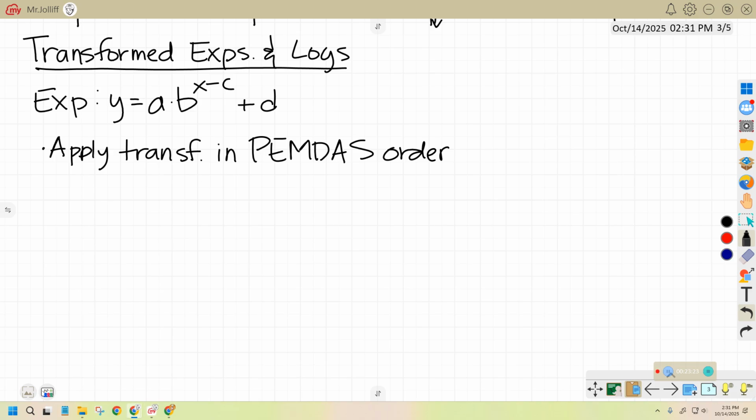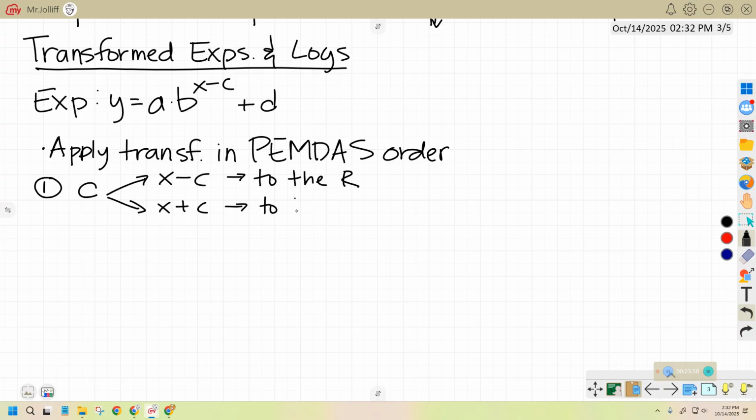And in the exponent is that c, which I know represents horizontal shifts. So the very first thing that I'm going to look at is my c. And remember that c changes sign. So in the formula, if I see x minus c, is that a shift to the left or the right? To the right, yeah, opposite what you'd think. If I see x plus c, that's a shift to the left. C always changes sign. It's always backwards.